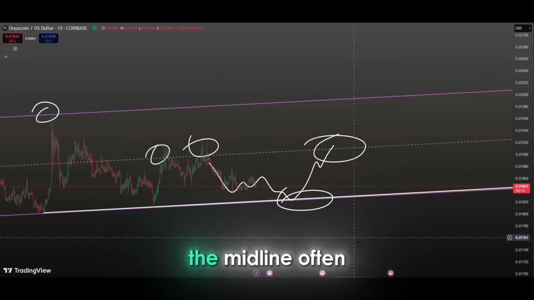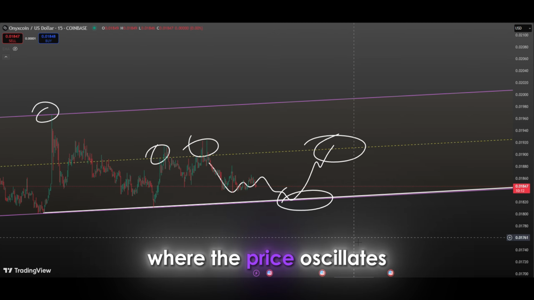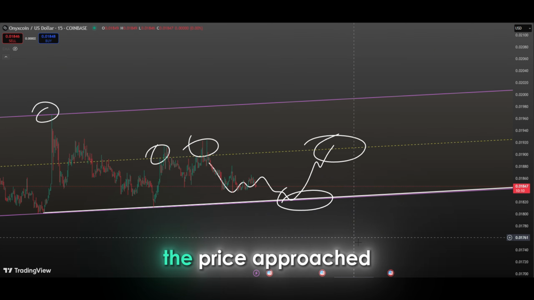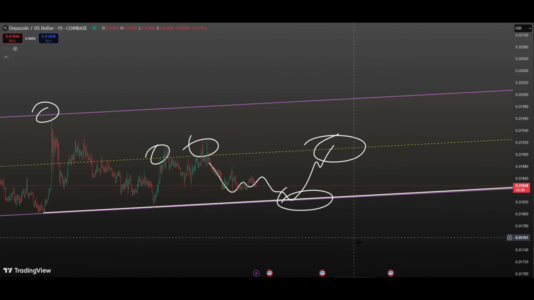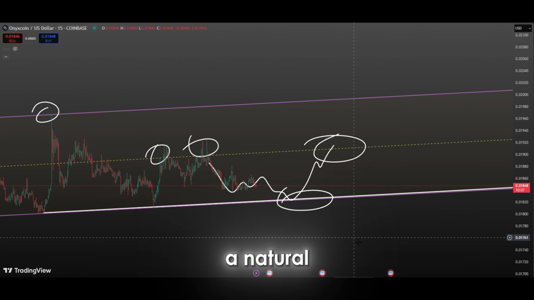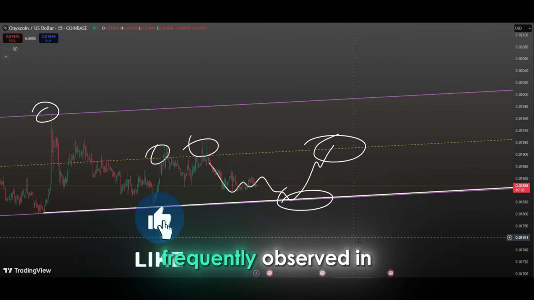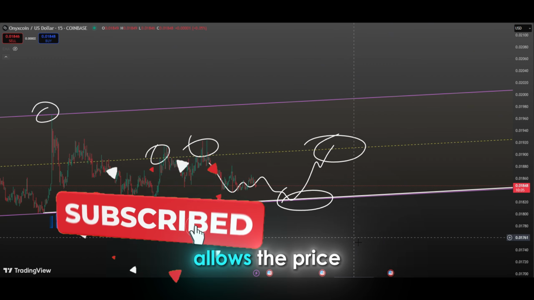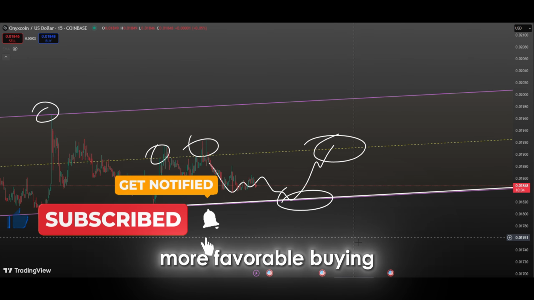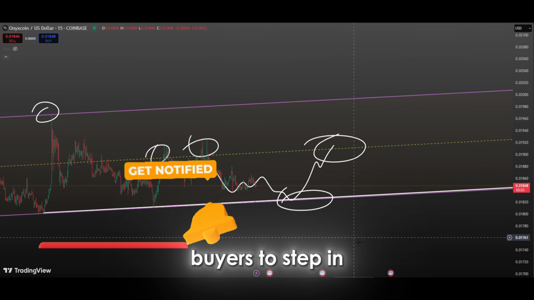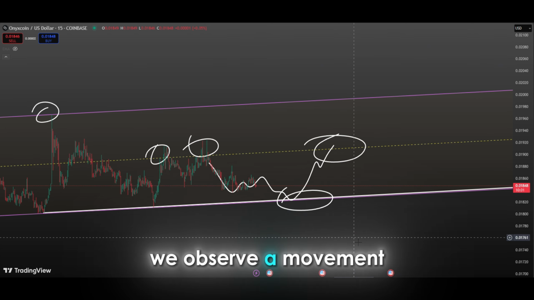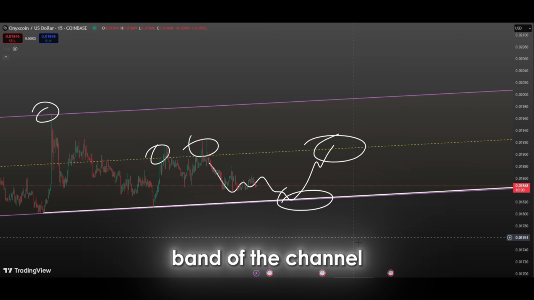The midline often functions as a reference point where the price oscillates in search of balance. In the latest movement, the price approached this midline and experienced a slight pullback. This situation can be interpreted as a natural correction move frequently observed in technical analysis. The reaction from the midline allows the price to retreat to more favorable buying levels, enabling new buyers to step in. Currently, when examining the price's position, we observe a movement toward the lower band of the channel.